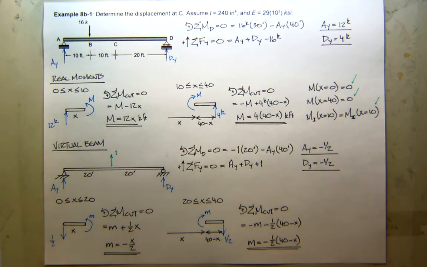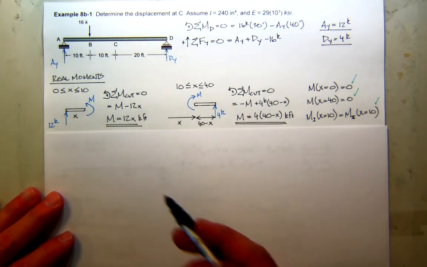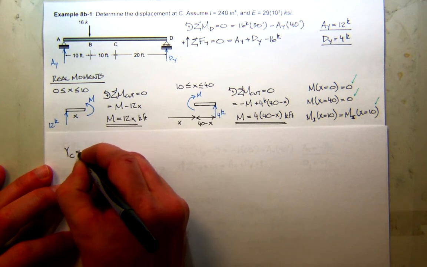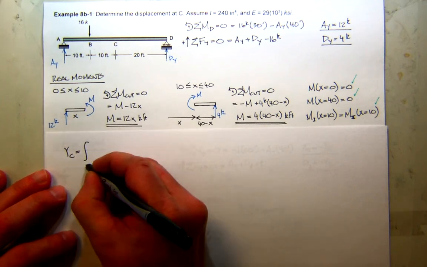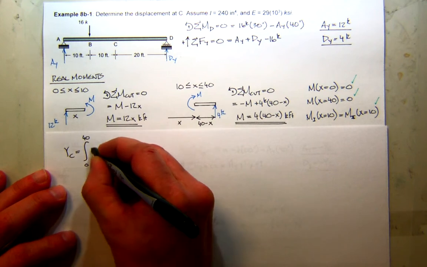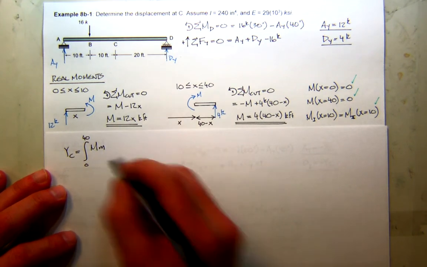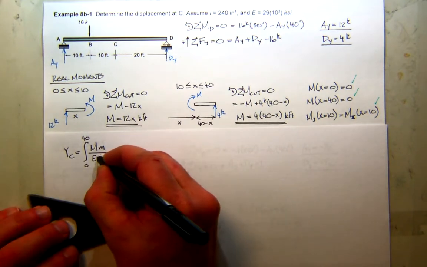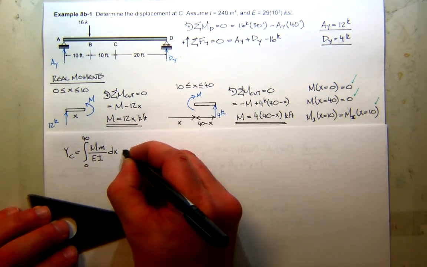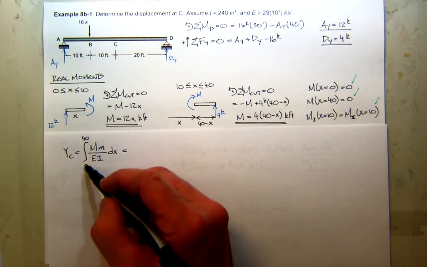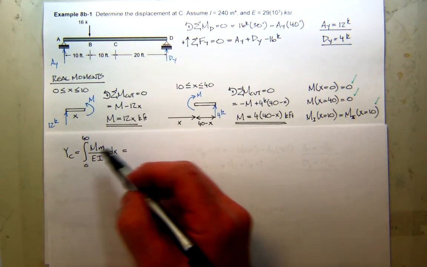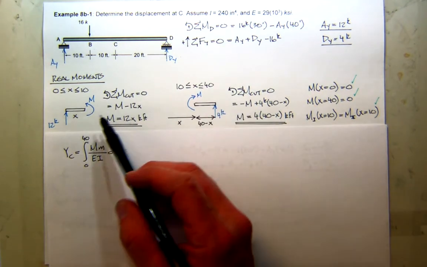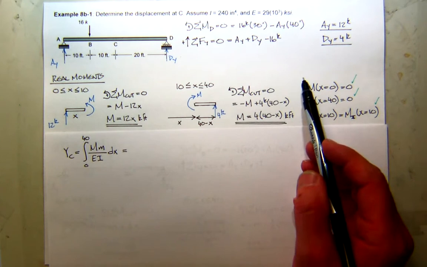So let me slip this up here, and we'll write that the displacement at C is going to be the integral over the length, 0 to 40, of the real moment times the virtual moment divided by EI. That's our general expression. Now, how are we going to break up our interval 0 to 40 to accommodate our different equations? Well, if you look at just the real moment, you can see I've got two already. I've got to go from 0 to 10 and then from 10 to 40.